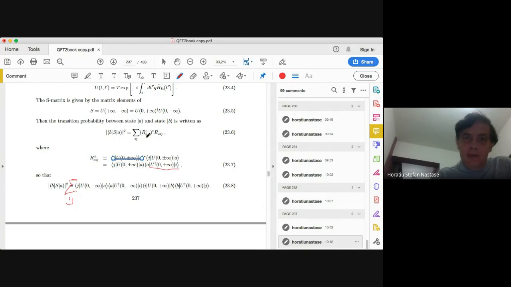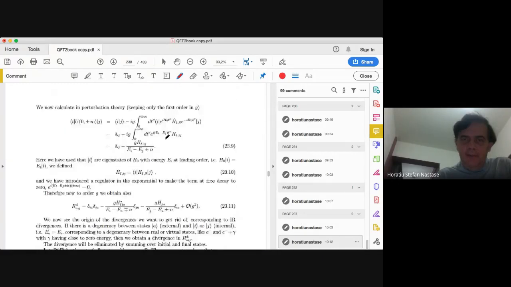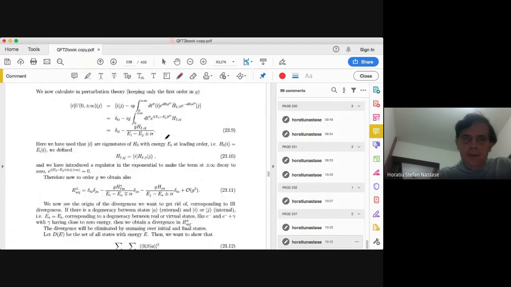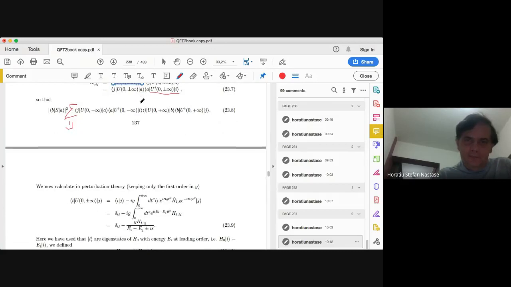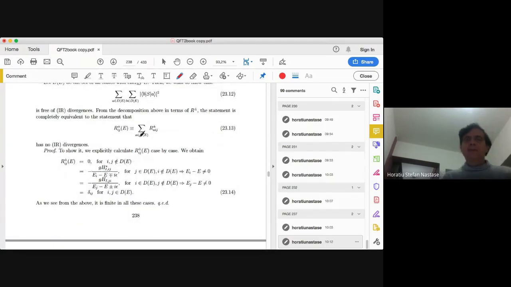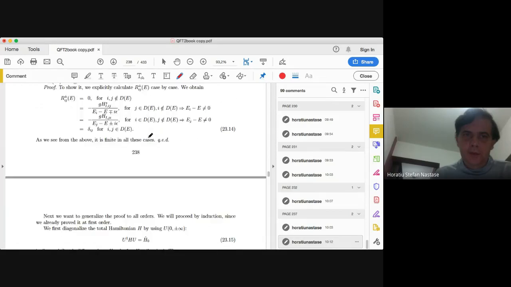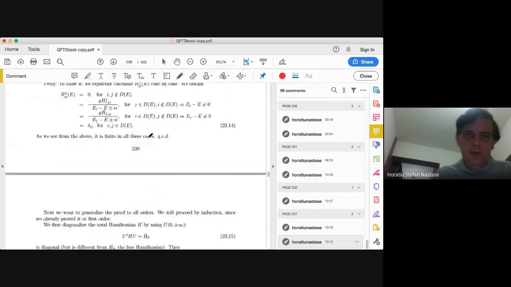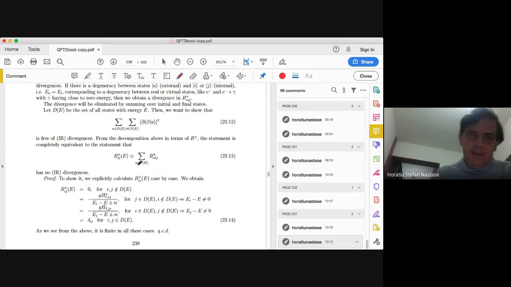The probability between A and B is a sum over ij of this R plus minus star and R minus, this here with B, here with A. Now summing over A and B means I have here the sum over B of rB, then the sum over A of rA, and then there's also the sum over I and J. But it's enough to show, for a given I and J, that this sum over A of R plus minus AIJ has no infrared divergences.